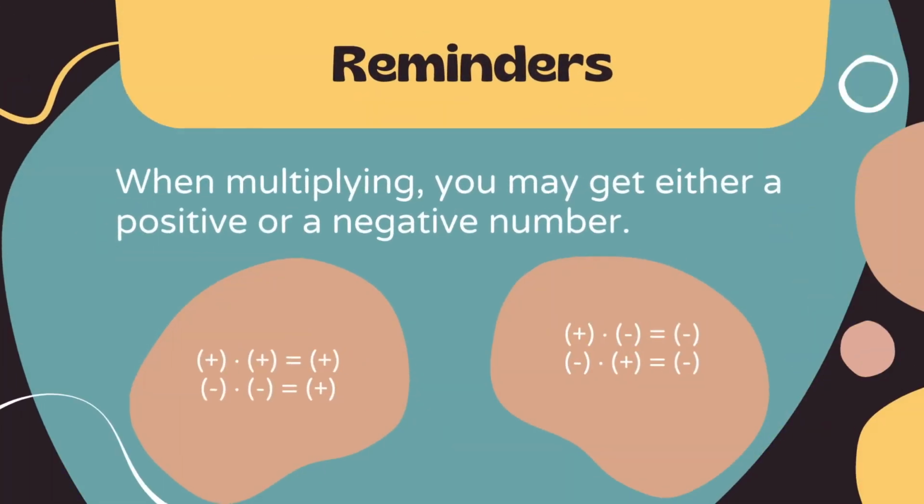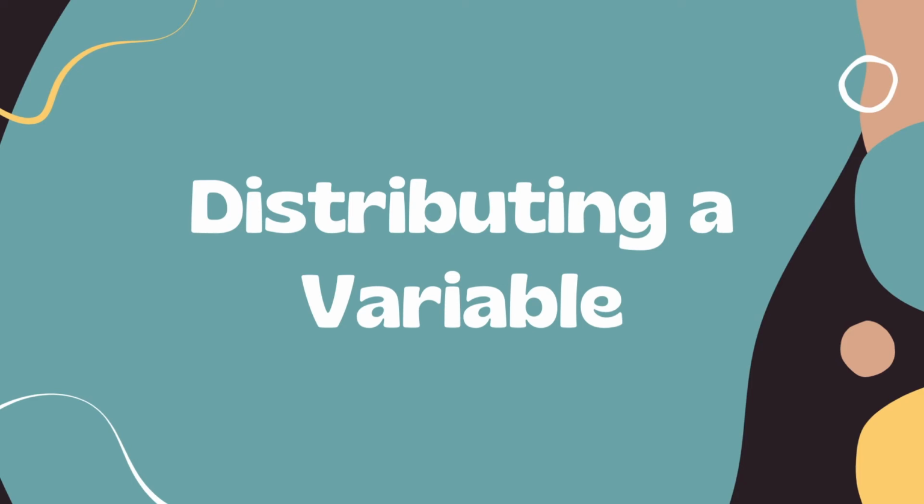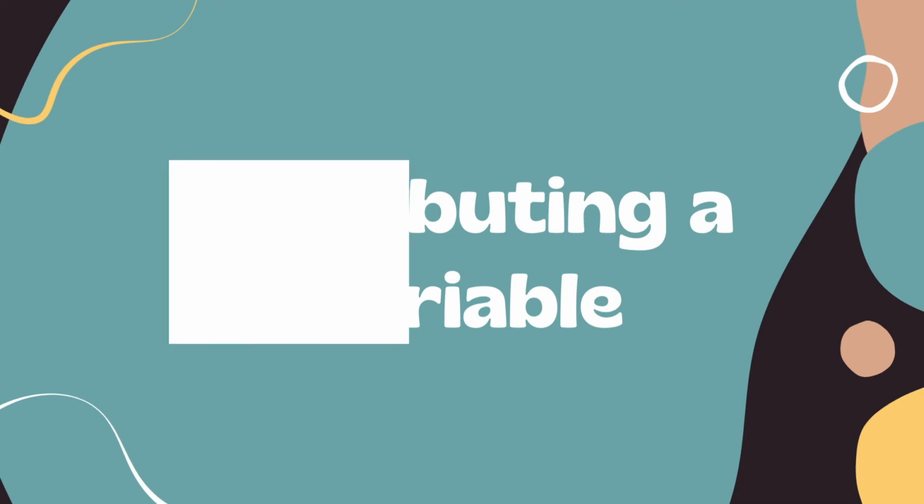So again, reminders. When you multiply, you're going to either get a positive or a negative number. You get positive results by multiplying two positives or two negatives. If you multiply a positive times a negative, that's going to give you the negative number. So make sure you're very familiar with these facts as you're doing your distribution. In our next few examples, we're going to take a look at how we can distribute a variable or a letter. So let's get started.